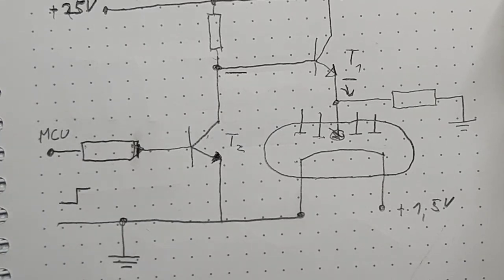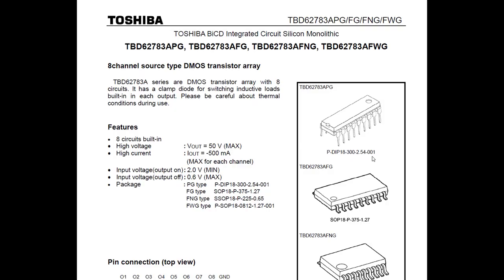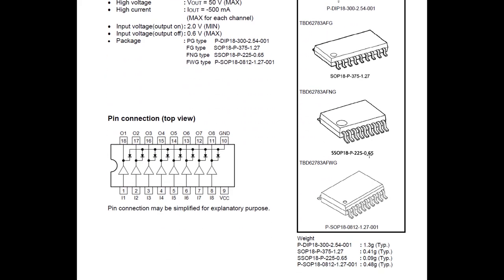But that's no problem if you invert the microcontroller's output byte. The real disadvantage, however, is that you have to solder at least 14 transistors for one tube. Fortunately, there is an IC which perfectly fulfills this task. The TBD62783 is a transistor array with 8 channels.